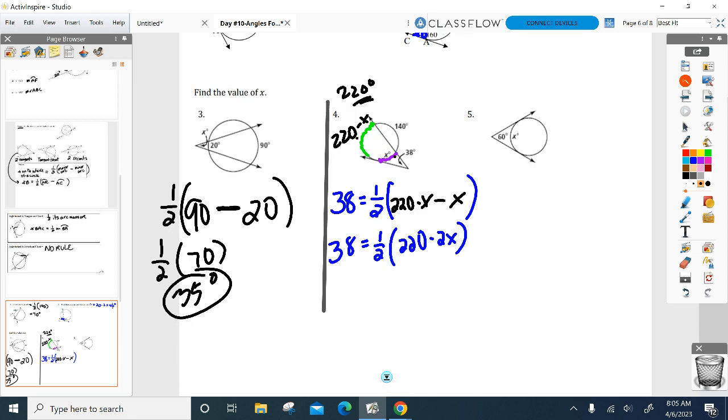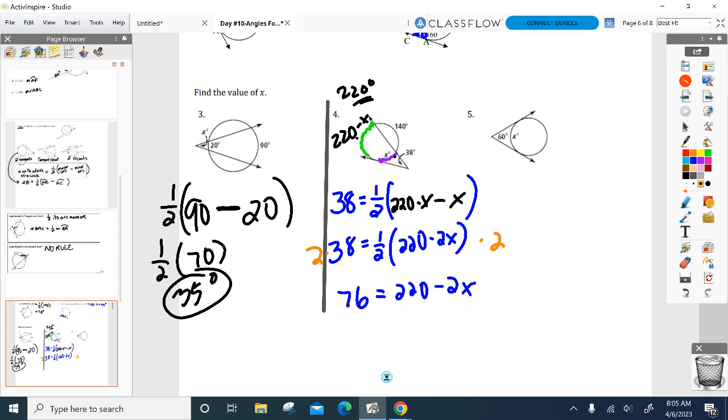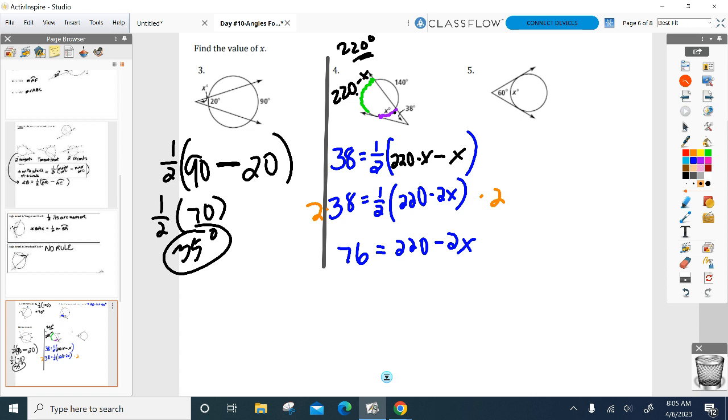We talked yesterday, right? I like to get rid of the 1/2. If you would like to distribute, you distribute. It's up to you. I like multiplying both sides by 2 to get rid of the 1/2. So what do I have there? 76 equals 220 minus 2X. Go ahead, do your algebra magic.